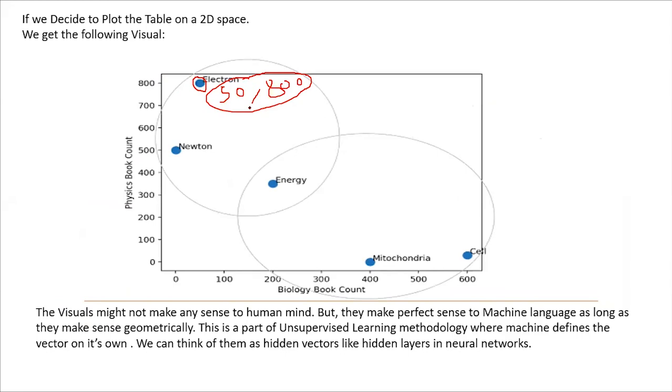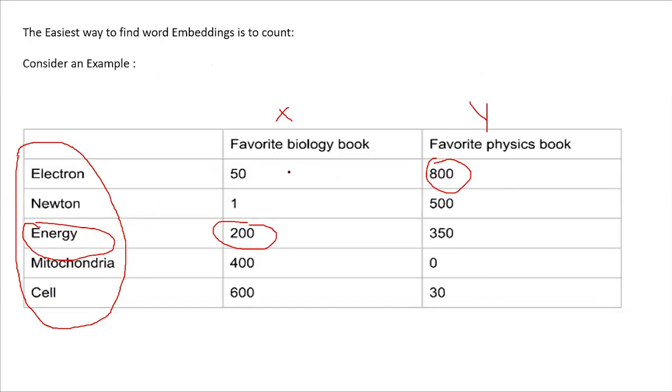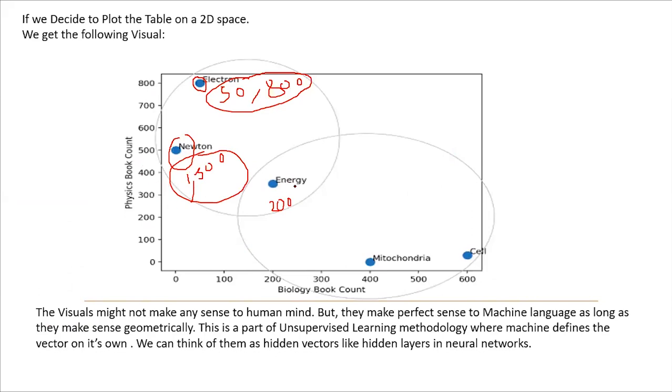So this is a numerical representation of a word, a string, or a text, into numbers. That is how machines understand it. Same goes for Newton. Newton was somewhere close to 1, so x was 1 and y is 500. So this is Newton. Energy is 200 for x, because it occurred 200 times in the biology book, and close to 350 in the physics book. So this is basically the visual representation of the word vectors in a two-dimensional space. The visuals might be kind of confusing, how words can be visualized on a scatter plot, bubble plot, or frequency plot. But for a machine, this is perfectly normal.